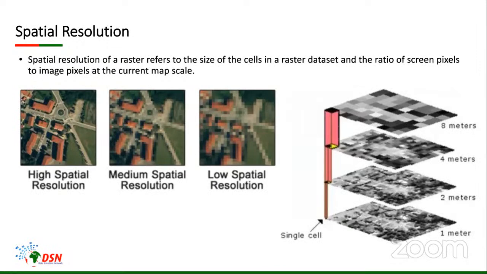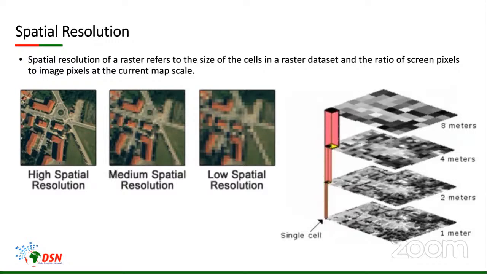Okay, so spatial resolution. Before we move on, we need to know what spatial resolution is. I think I mentioned it earlier. Raster data is stored in pixels. So spatial resolution refers to the size of the cells in the raster data, and the ratio of the screen pixels to the image size and the current map scale, rather.